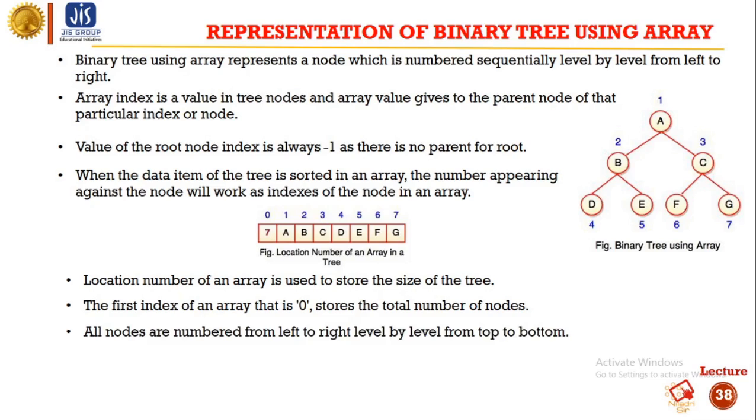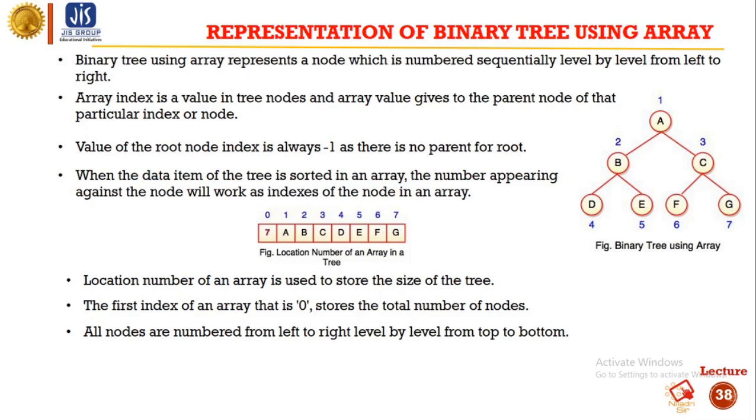All nodes are numbered from left to right, level by level, from top to bottom. So all nodes are numbered from the root to the next level, and at each level from left to right. From A, then B, then C. A is level 0, completed. Now come to level 1. In level 1, we will come first to the leftmost element, that is B. After that C. So level 1 is complete.